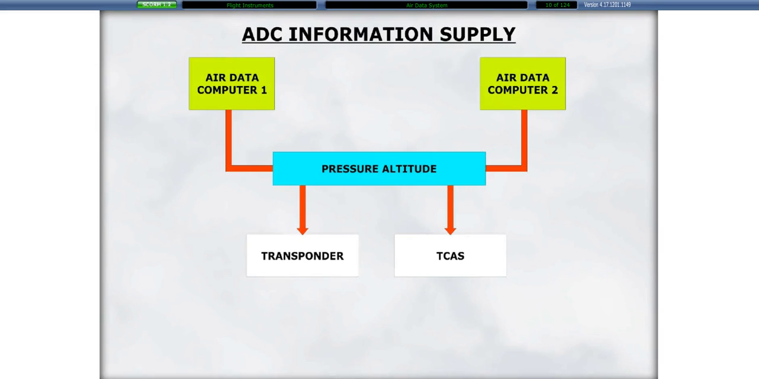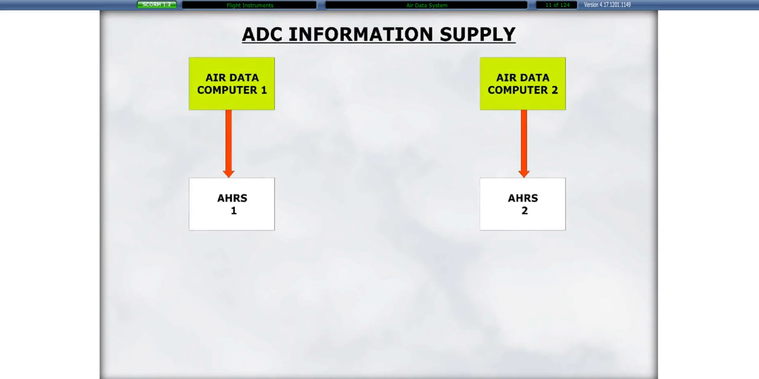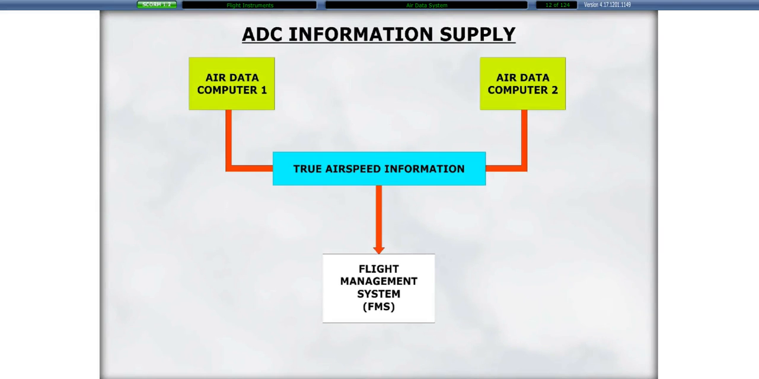Both ADCs supply pressure altitude to the transponder and the TCAS system. ADC 1 supplies true airspeed to AHRS number 1. ADC 2 supplies true airspeed to AHRS number 2. Both ADCs supply true airspeed information to the flight management system. ADC number 2 supplies altitude data to the radar.